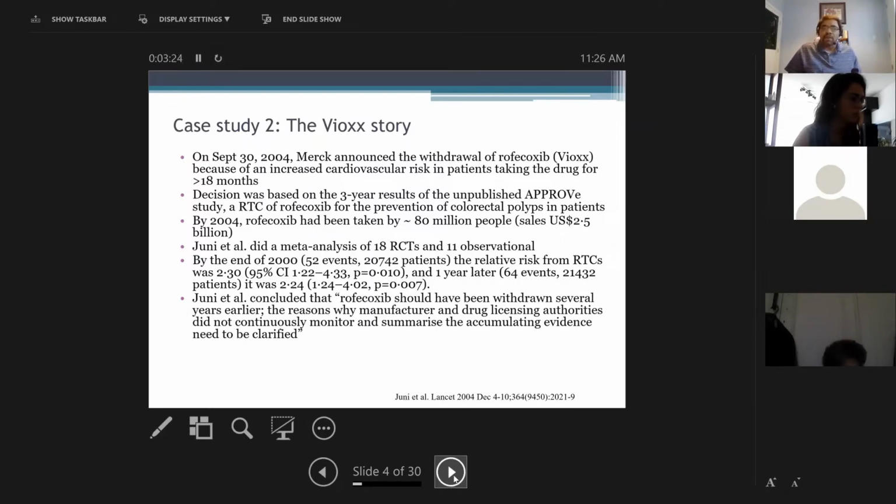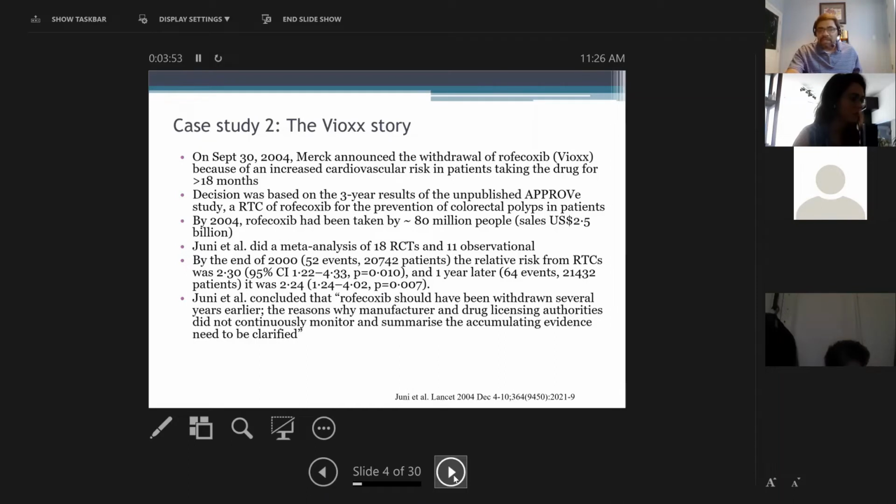Vioxx was withdrawn because a trial showed that rofecoxib, which is the same drug, the brand name is Vioxx, increased cardiovascular risk in patients taking the drug, right? But then the question is, if Merck withdrew the drug in 2004, did they already know this drug was harmful for cardiovascular risk before that or not? How do you find that out?